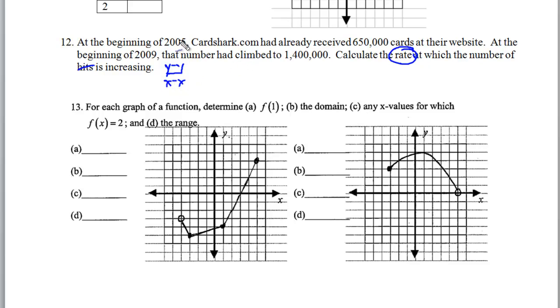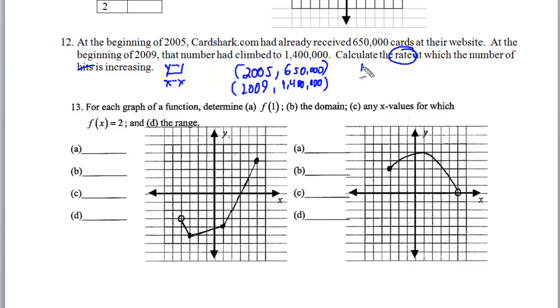So what we have here is 2 years, and we also have 2 numbers of cards. There's a couple different ways you can do this. You can type in the years if you want to, like you can say 2005, comma 650,000 cards. And we can have also 2009 and 1,400,000 cards. Alright, so what we're going to do here is we're going to then subtract the y's, like y minus y, and subtract the x's, x minus x.